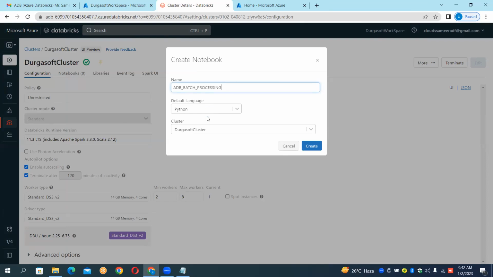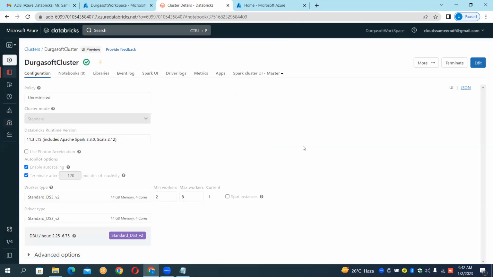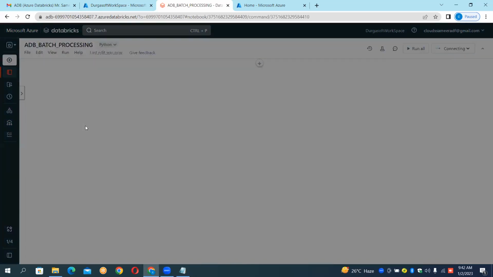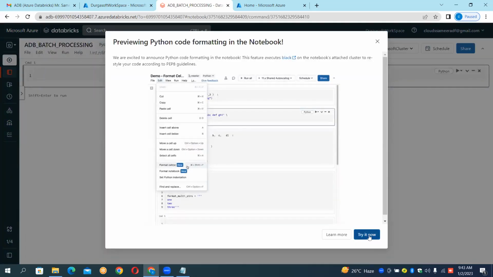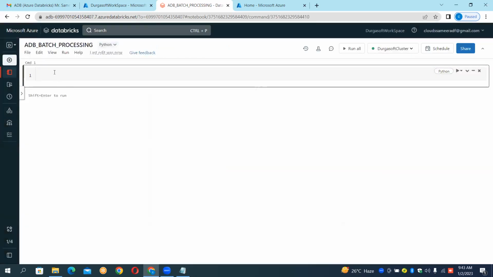ADB batch processing, and let the cluster be the soft cluster which you have created just now. The default language I'm using is Python, guys. So now let's click on this. I'm writing the comment here, guys.